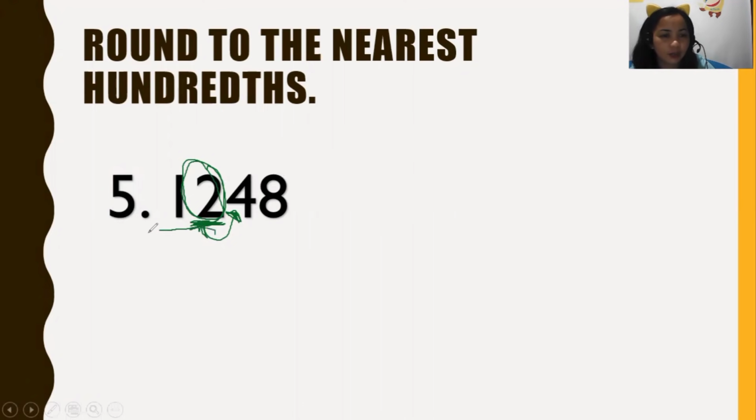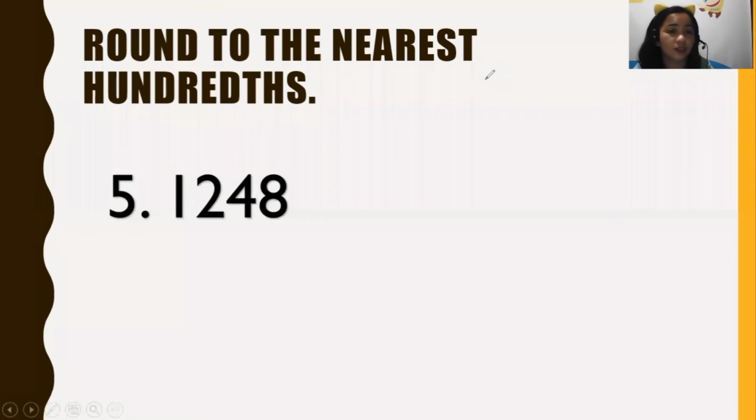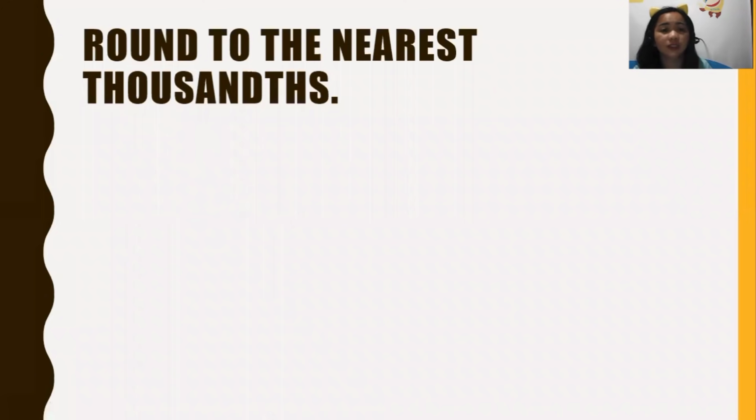So, kopyahin muna natin itong mga to. We have 5 point or decimal point 1. Dahil round down, hindi mababago si 2, si 4 at 8 will become 0, 0. Or 5 and 12 hundredths. So that is the answer. 5 and 12 hundredths. Now, let's have another example. Round to the nearest thousandths.